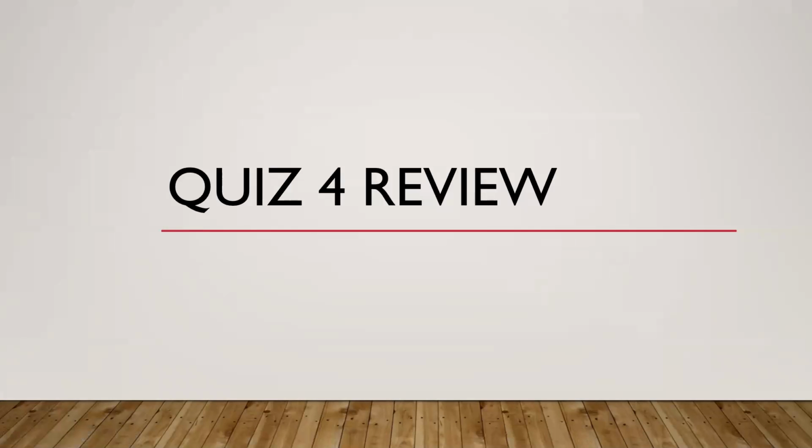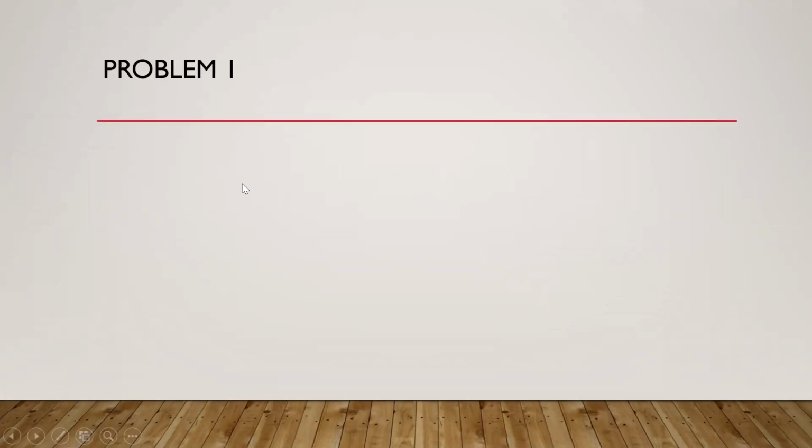Here's our review of quiz 4. In problem 1, in part A, you're asked to find the 5-number summary. Now, here's the 5-number summary. How did I get that? Well, what I did is I took those 24 numbers in the set of data and arranged them from smallest to largest. So you could easily see that the smallest one was 0 and the largest one was 8.